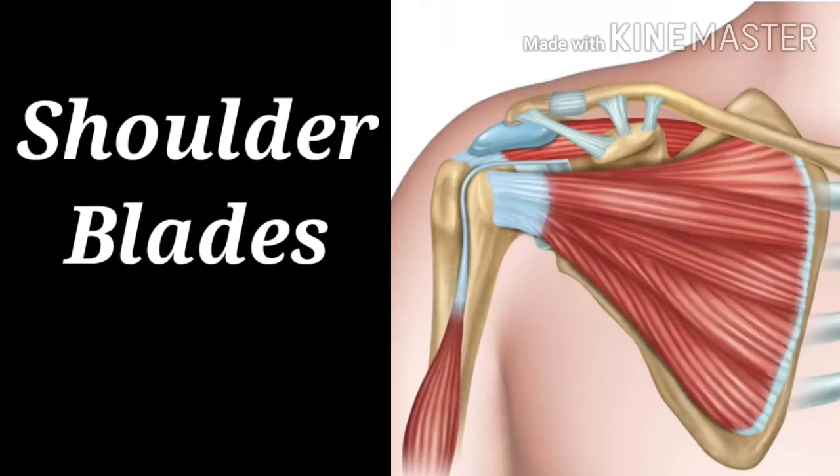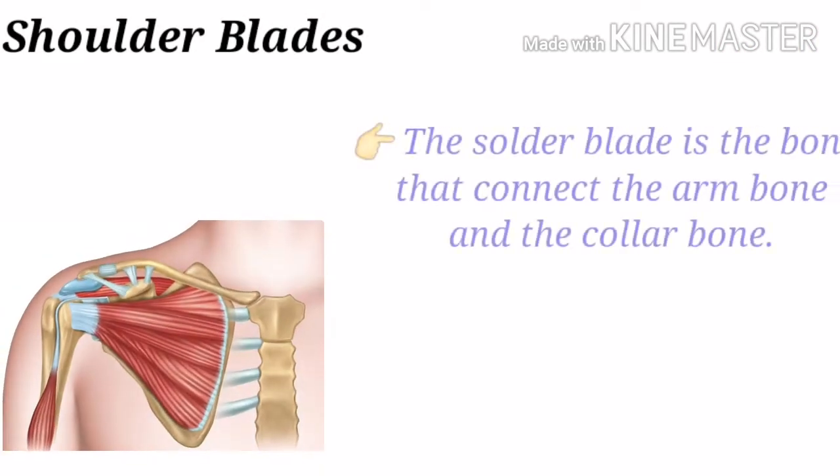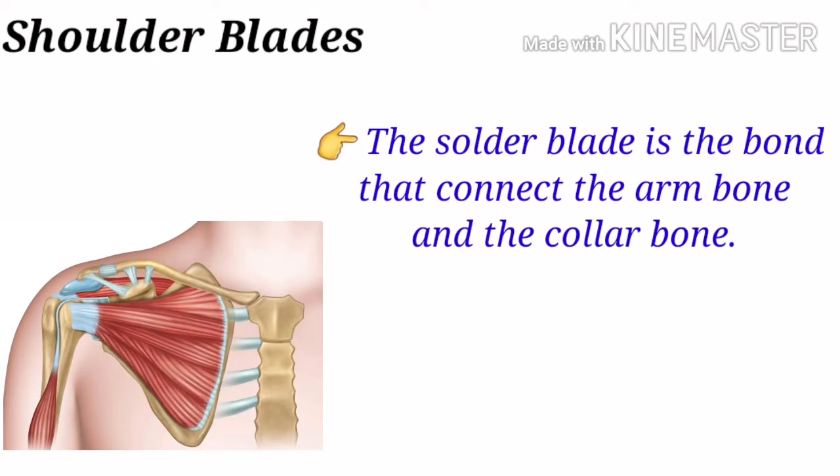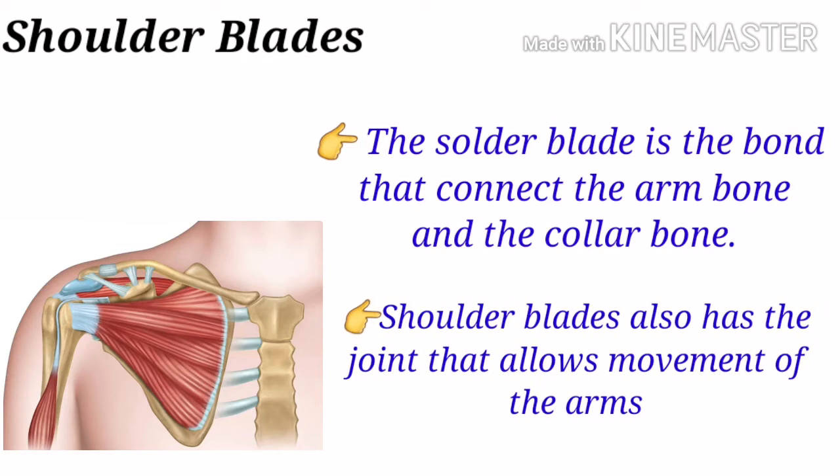Shoulder blades. The shoulder blade is the bone that connects the arm bones and the collarbone. The shoulder blade also has joints that allow movement of the arms.